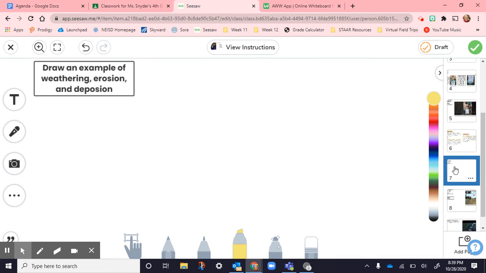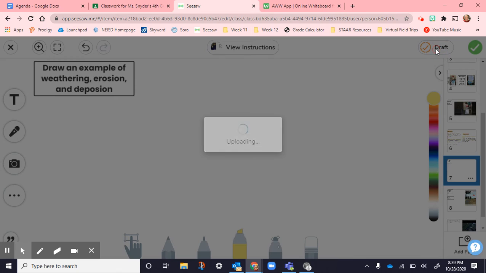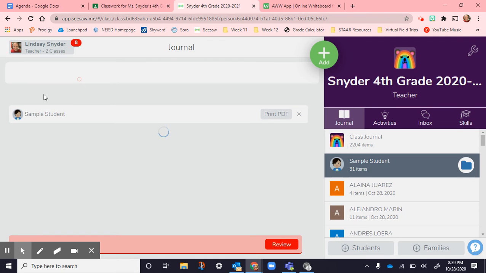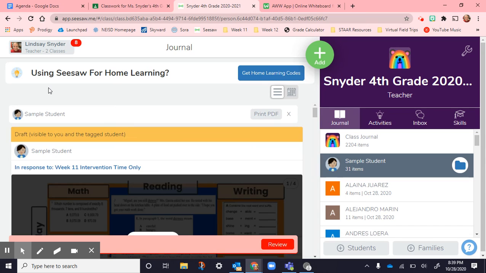And then students went to page 7 and they drew an example of weathering, erosion, and deposition. And so they have this space here to add information. And then they drafted once they're done. And when they did that, make sure you're labeling, the vocab words are right there on the page. Make sure you're labeling which parts are weathering, which parts erosion, what parts deposition.